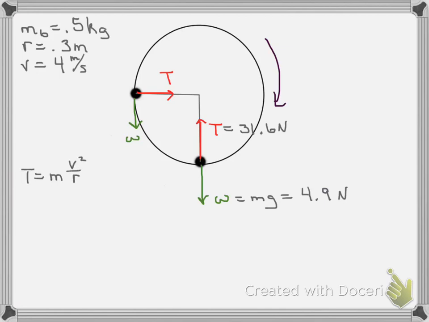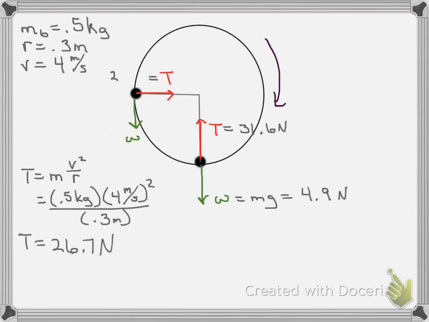This means when we write out Newton's second law, we find that the tension force equals m times v squared over r. Put in the numbers and get out an answer. Tension is now 26.7 newtons.